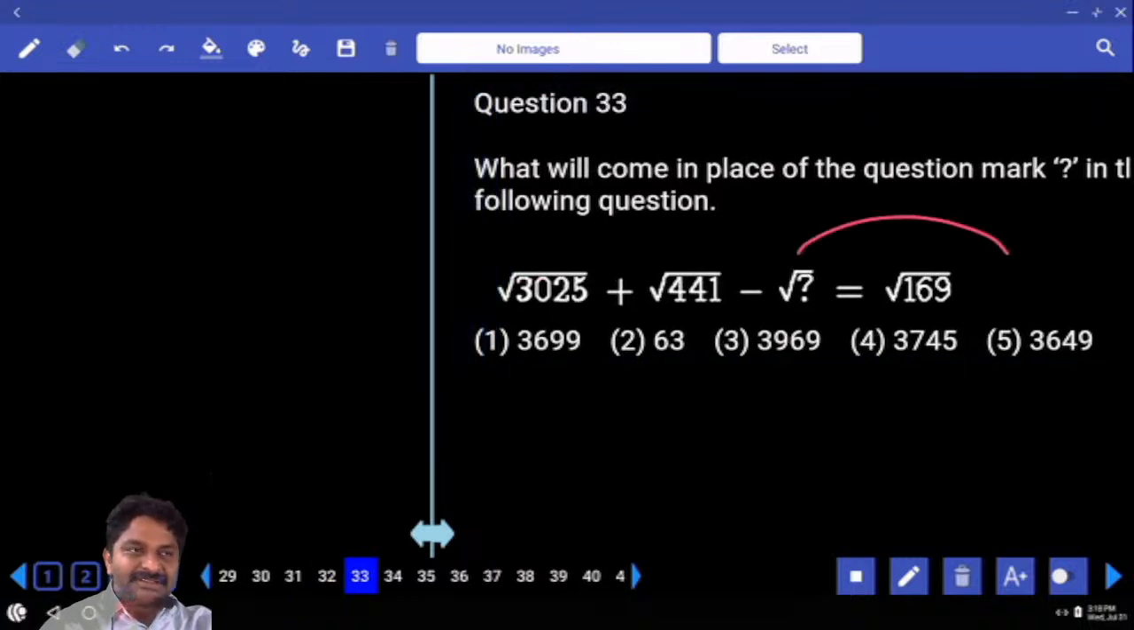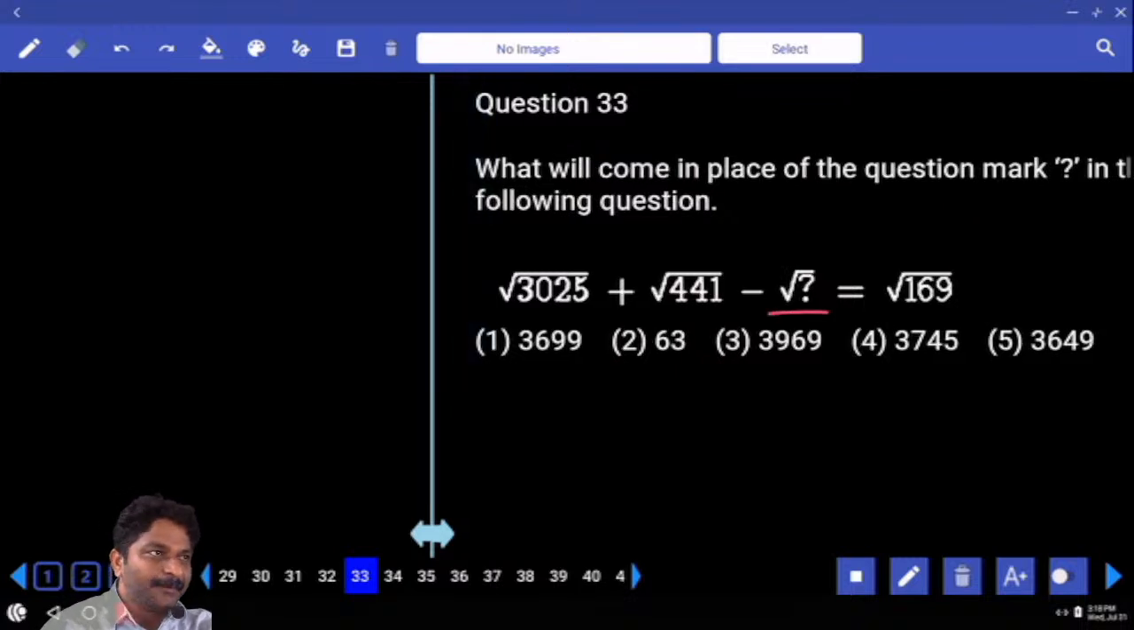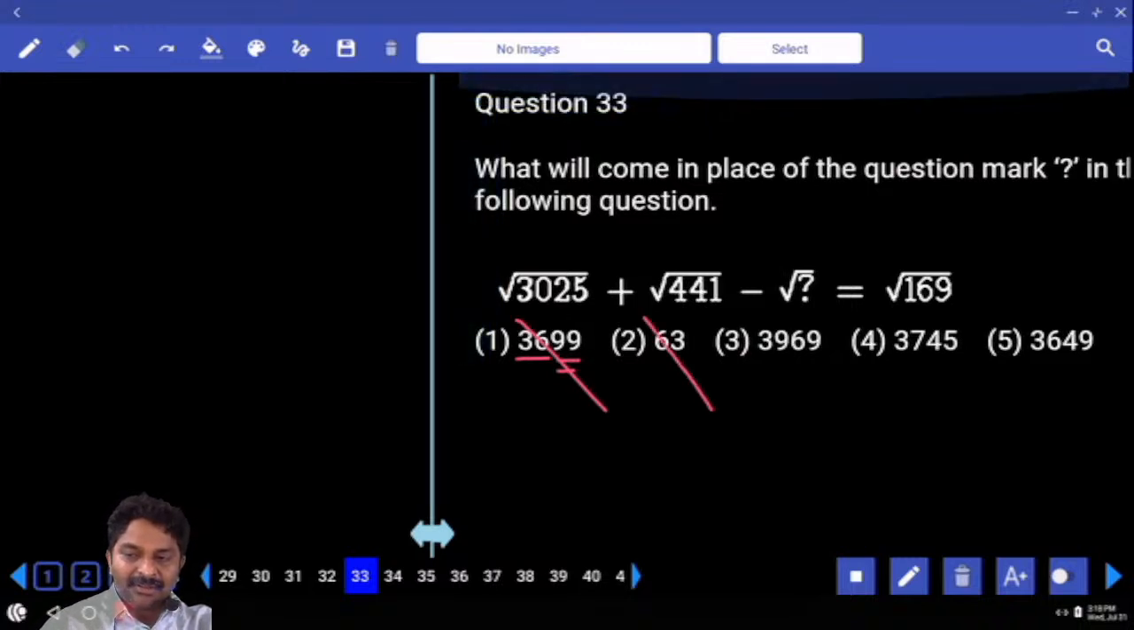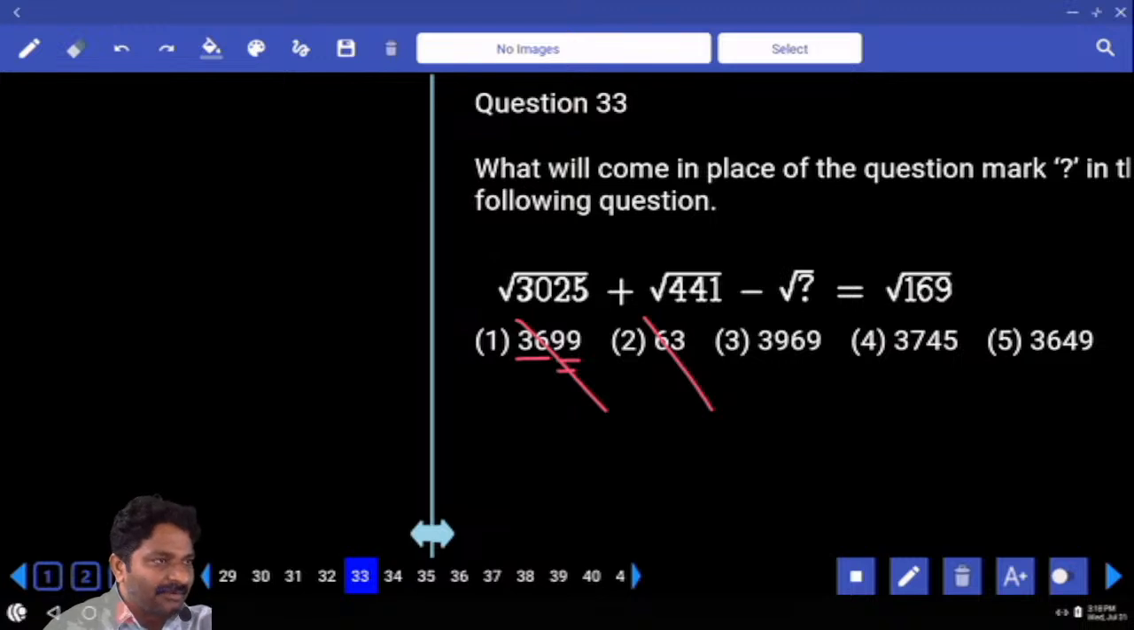Minus x goes to the other side. First of all, it is under root x, right? Then x is a perfect square. 3600 is a perfect square. Which square is that? Apart from that, you have 99. Is it a square? 63, 39, 69. If you know it, otherwise leave it. Is it a perfect square?